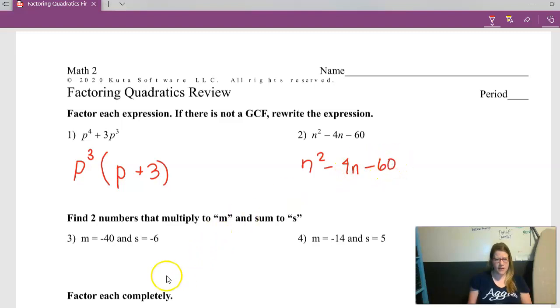If it asks you to factor completely, you're going to want to factor it all the way out. If there's any of this on the test, I'll put to factor out the greatest common factor instead of just factor the expression. It'll be a little more accurate. Okay.